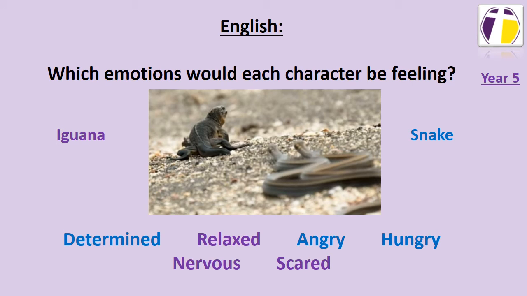By looking at the picture, I think that the iguana would be feeling relaxed, maybe a little nervous, and maybe scared. I think the snakes would be feeling determined, angry, and hungry. This is a great example of how two different characters can be feeling completely different ways in the same situation. If we were to write a dual narrative about this part of the story, we would have completely different paragraphs from different perspectives for each character.